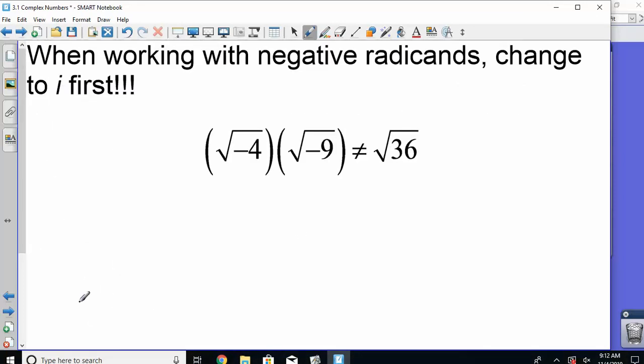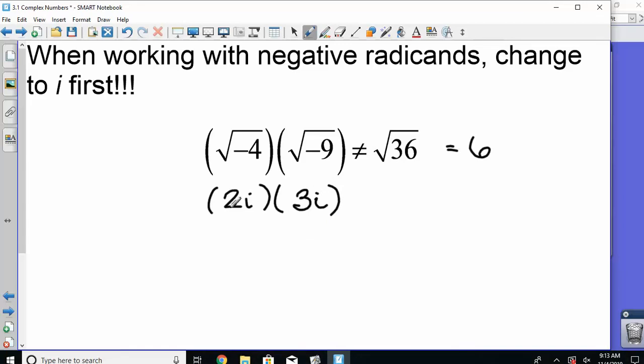I want to talk about multiplying here. You need to be a little bit careful. If you are going to multiply with radicals, you have to pull out the negative, so pull out the i, before you multiply those together. For instance, if I gave you this problem, square root of negative 9 times square root of negative 4. If you just multiply negative 4 times negative 9, you get the square root of 36, which is 6, right? But if I first broke these down, what is the square root of negative 4? What is the square root of negative 9?